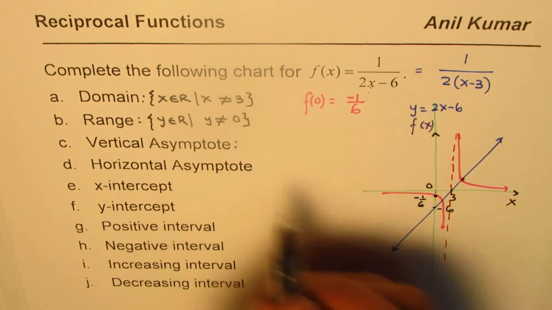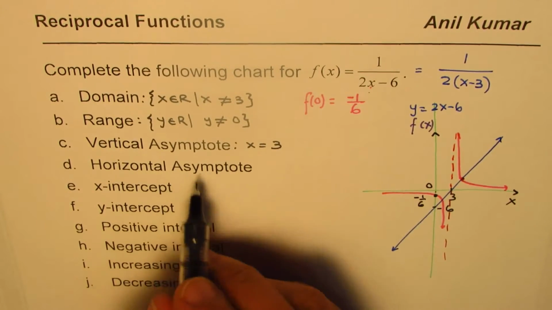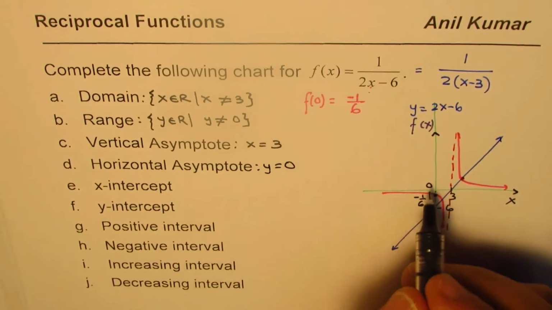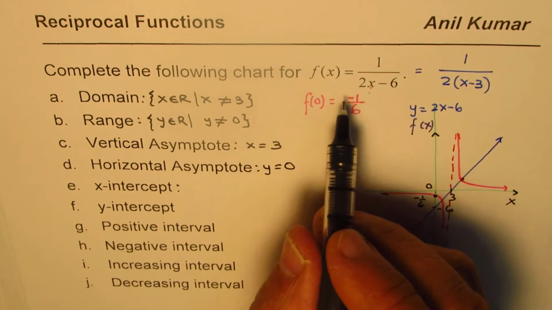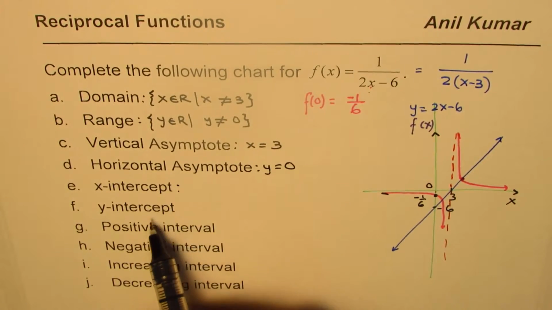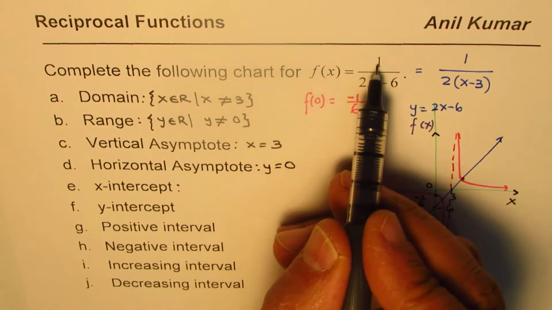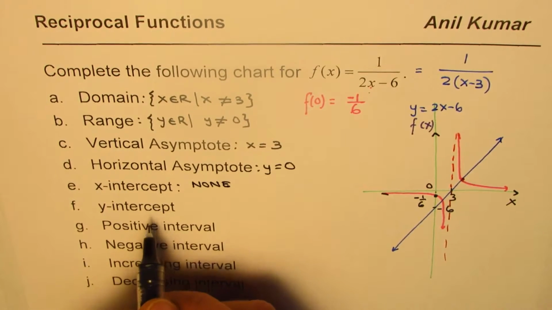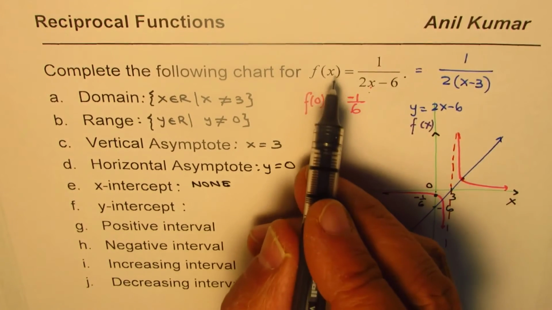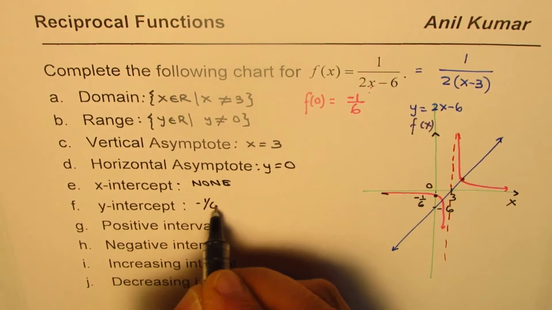So y belongs to real numbers where y is not equal to 0. Vertical asymptote, as you can see, is at x equals 3. That makes the denominator 0. Horizontal asymptote is at y equals 0, since the values approach 0 but are never there. X-intercept. You find the x-intercept by setting y equals 0. So the numerator should be 0, but here the numerator is 1. It can never be 0, so the answer is none. Y-intercept. You can find the y-intercept by placing x equals 0. That gives you a value of minus 1 over 6.